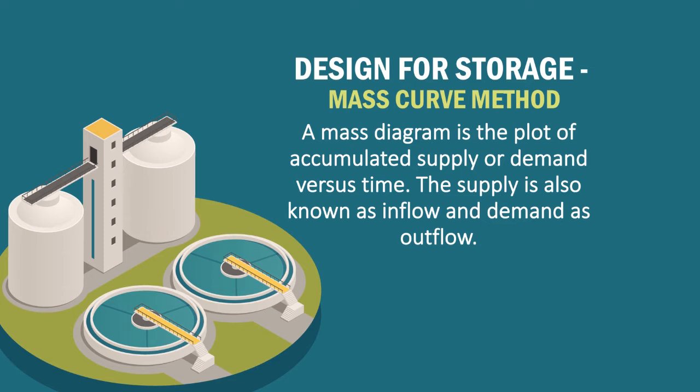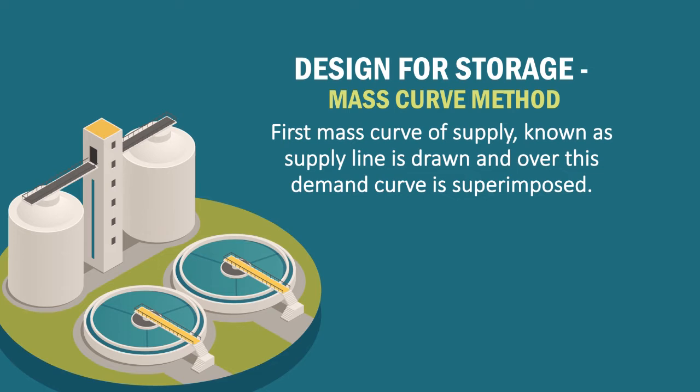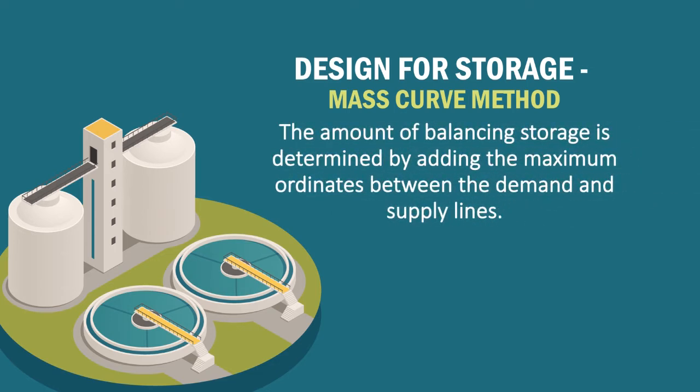A mass diagram is the plot of accumulated supply or demand versus time. The supply is also known as inflow and demand is known as the outflow. First, the mass curve of supply, known as the supply line, is drawn, and over this the demand curve is superimposed. The amount of balancing storage is determined by adding the maximum ordinates between the demand and supply lines.